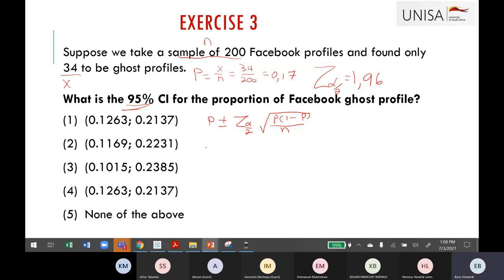Our P is 0.17 plus or minus our critical value 1.96 times the square root of 0.17 times 1 minus 0.17, divided by our N of 200. Calculating the margin of error: what did you find? Calculating your critical value times your standard error. 0.0521.